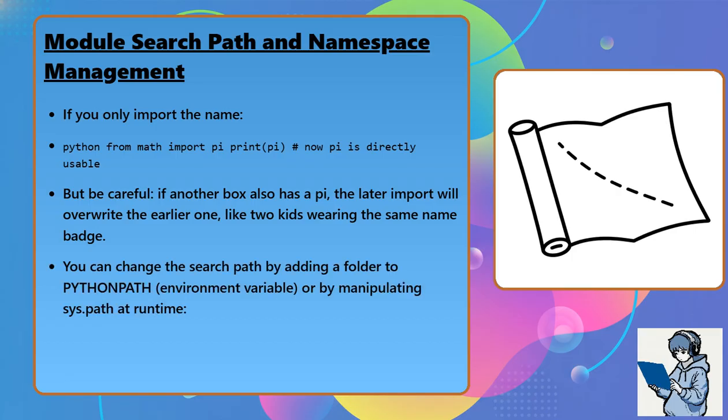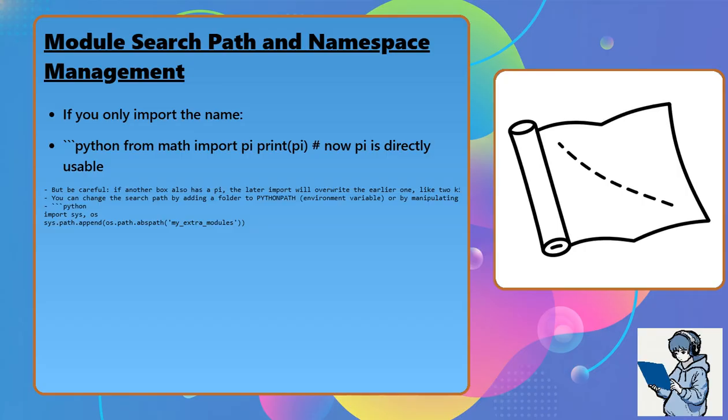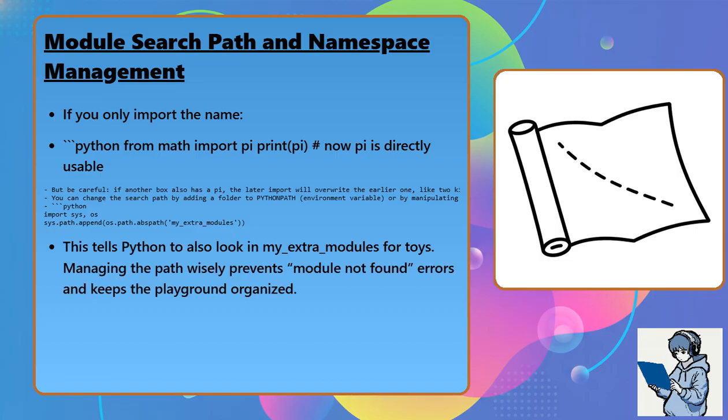You can change the search path by adding a folder to the PYTHONPATH environment variable, or by manipulating sys.path at runtime: import sys and os, then append to sys.path the absolute path of my extra modules. This tells Python to also look in my extra modules for toys. Managing the path wisely prevents module not found errors and keeps the playground organized.